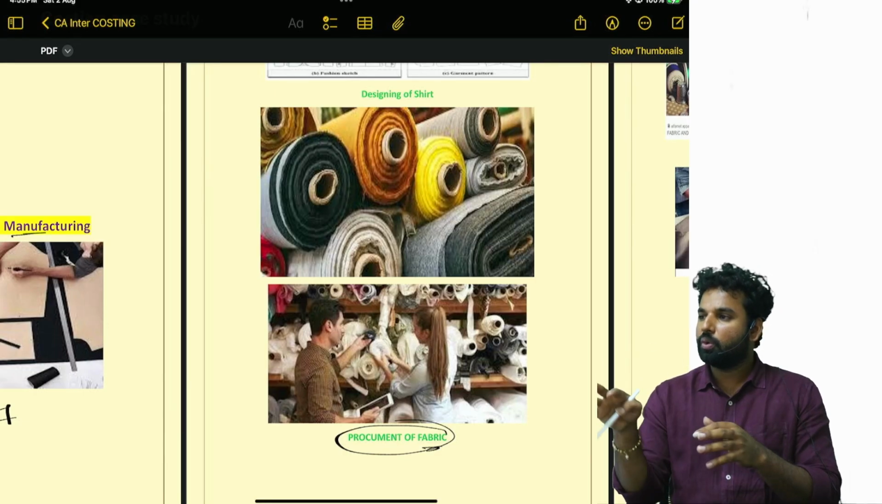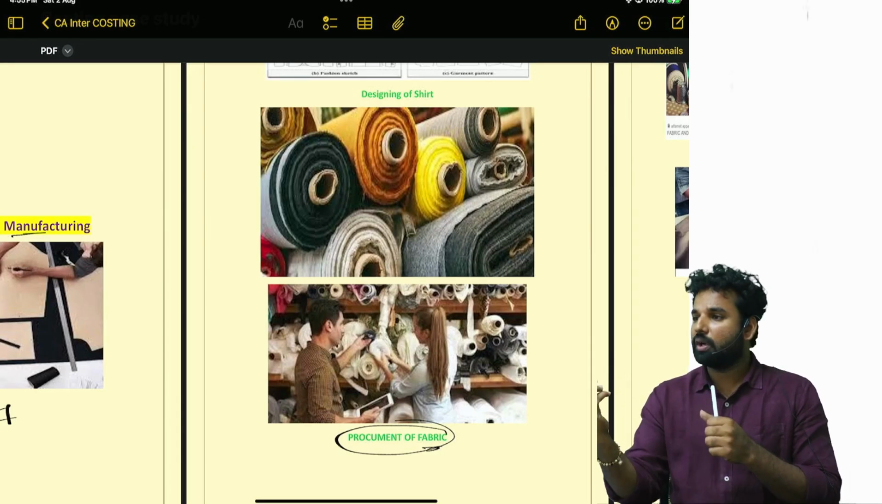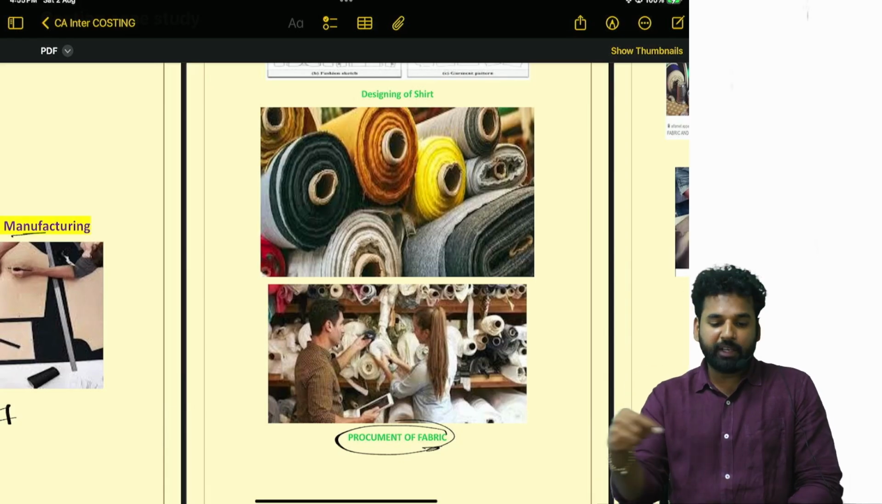At the same time, we shall be taking care of the suppliers also. Like who are the suppliers? From where they are getting this product.